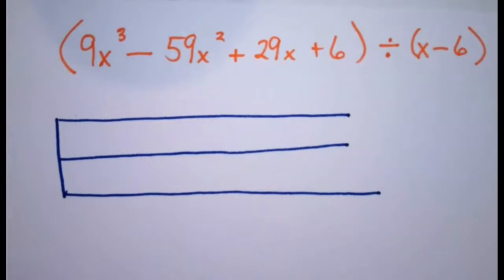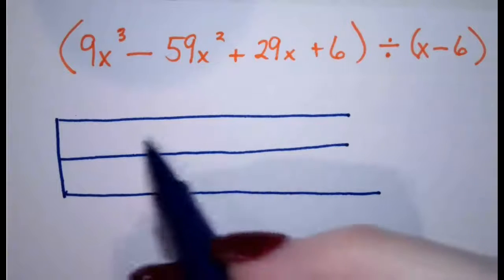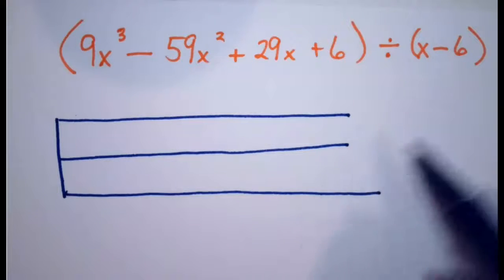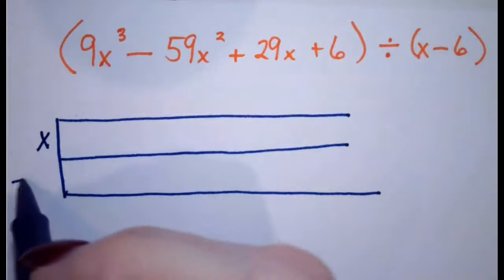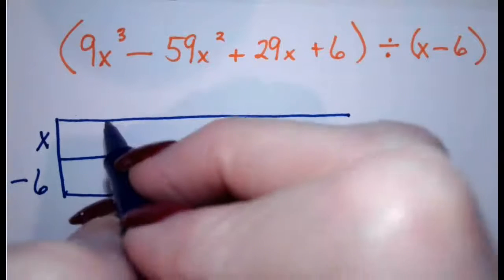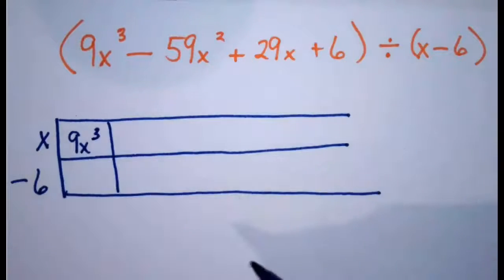Alright, we are dividing by going backwards. We make our little box, but we don't have an end because we don't know where the end is. We do our x minus 6, which is the width of our box. And we know that 9x cubed goes right there.